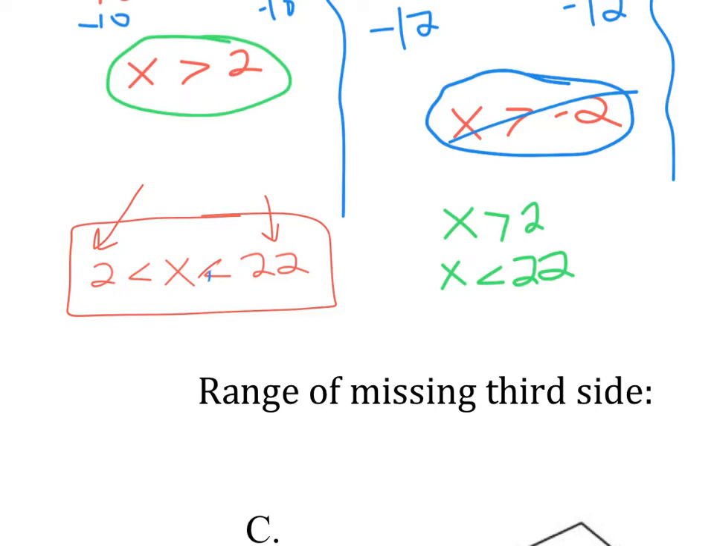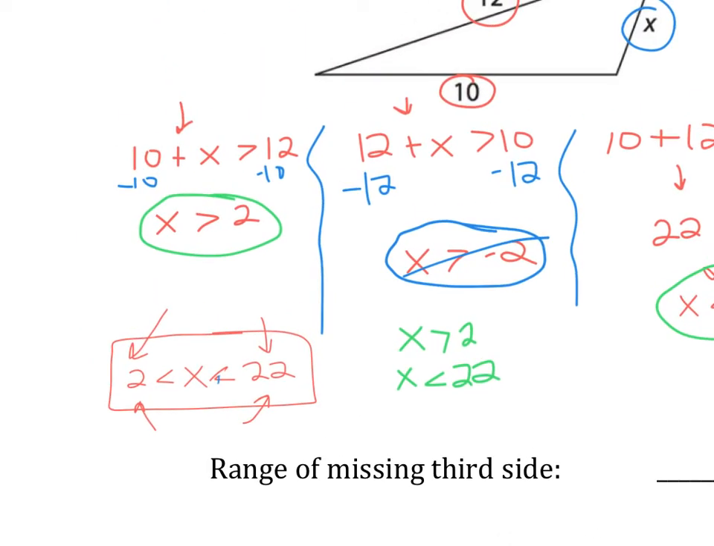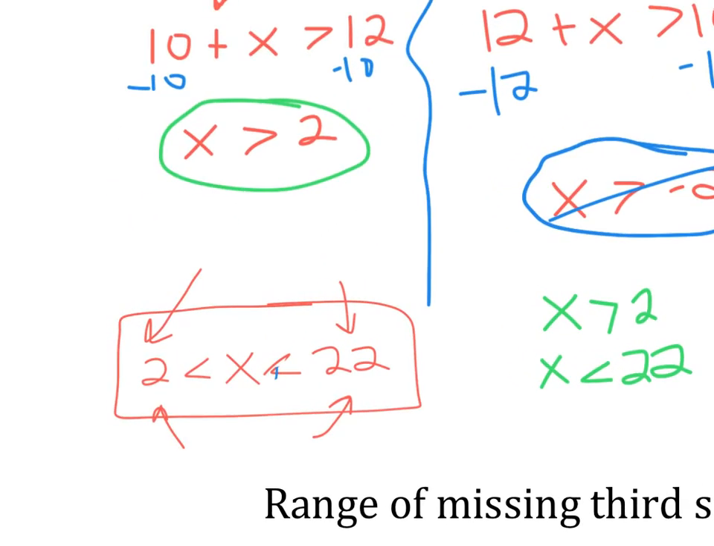Now what you'll notice is, can it equal 2 and 22? And in this case, you should think no, right? Our inequality said it had to be greater than. It had to be specifically larger than. So we cannot include the equal sign there. It's just simply greater than. Okay.